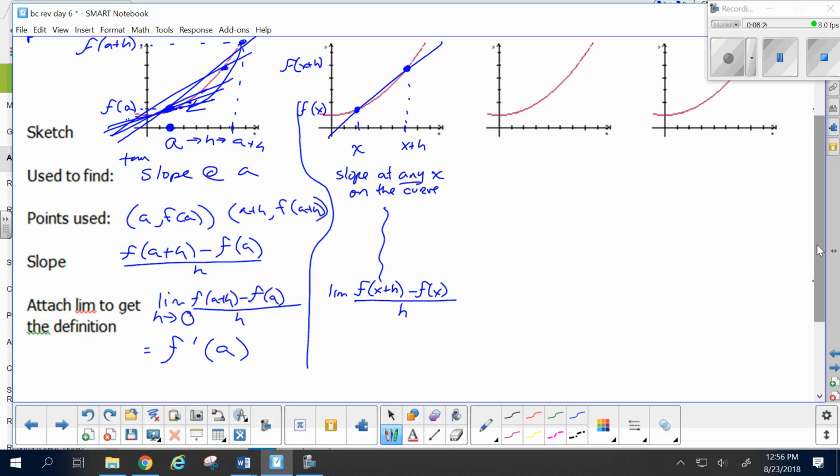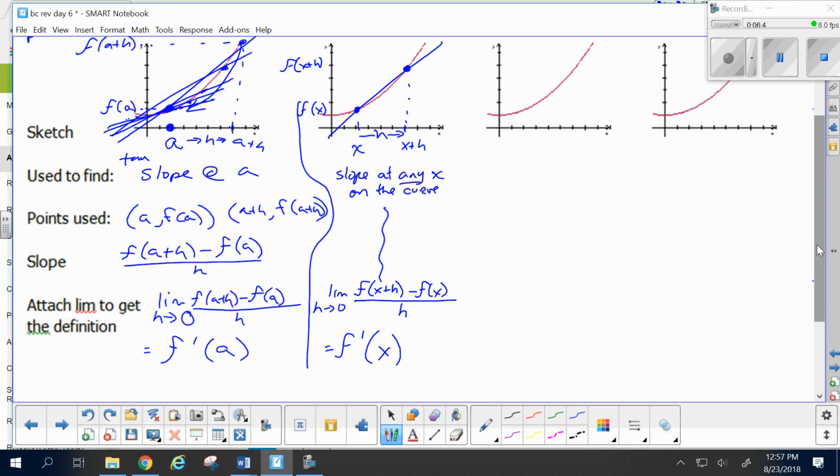Now, to get those two closer and closer together, remember h is how far I'm going over. To get those two closer and closer together, I need to take that gap down to 0, which means I need to take the limit as h goes to 0. What did I find? F prime at x, right?